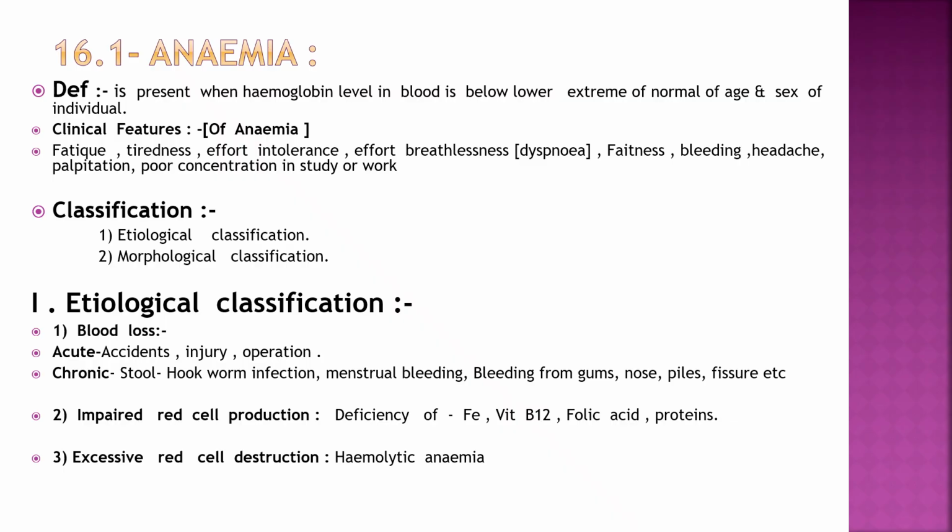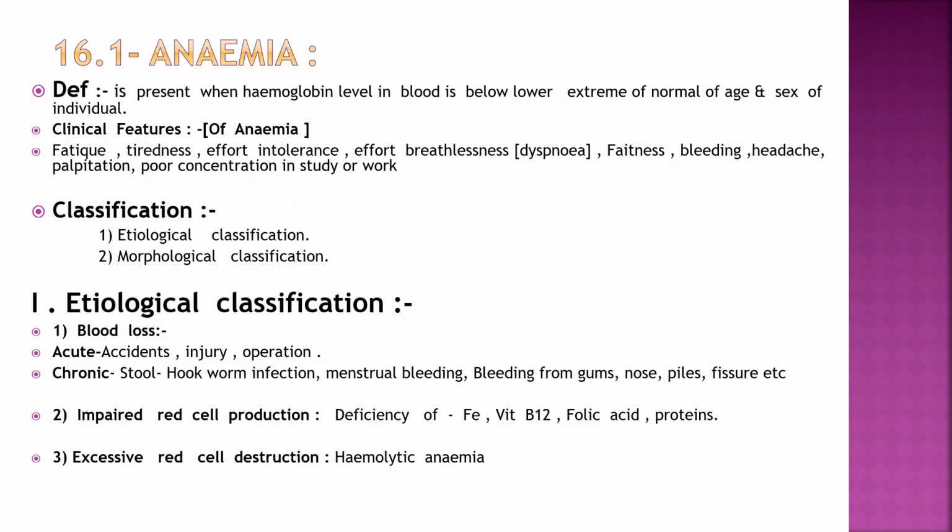So definition: when the hemoglobin value is lower than the normal range for the age and sex of the individual, it is called anemia. So clinically the patient presents with fatigue, weakness, tiredness, effort intolerance, effort breathlessness, that is dyspnea, faintness, sometimes the patient falls, bleeding conditions, headache, palpitation, poor concentration in study or work.